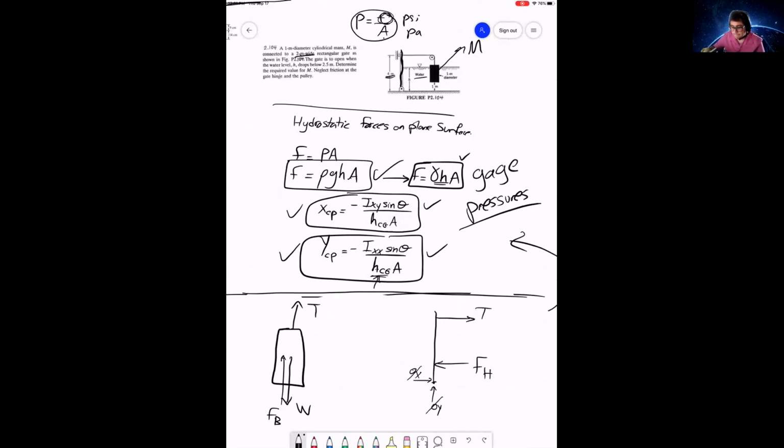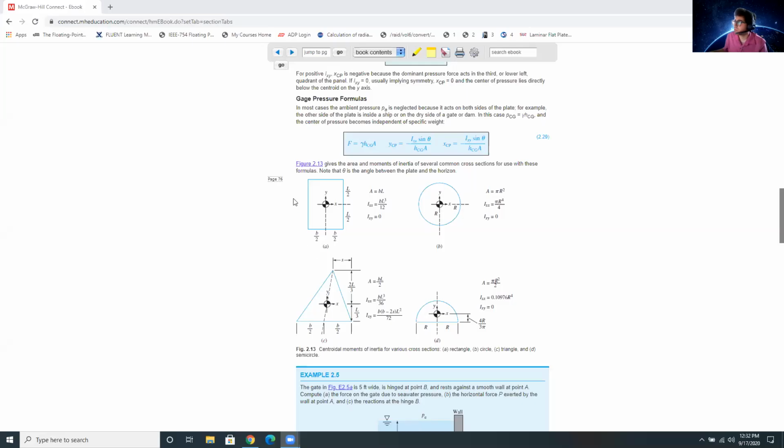I meant for the XCP and the YCP. Oh, the XCP and YCP. Okay, so let's go over these ones. We notice we have IXY, and I think I have the formula somewhere for these two. It's in the book. If you want, let me share my screen. Can you see my screen now?